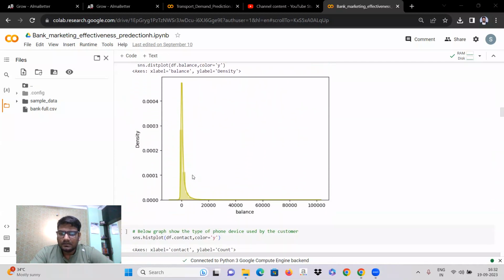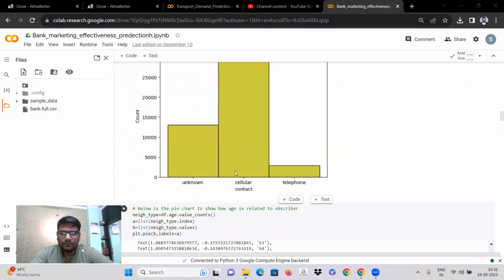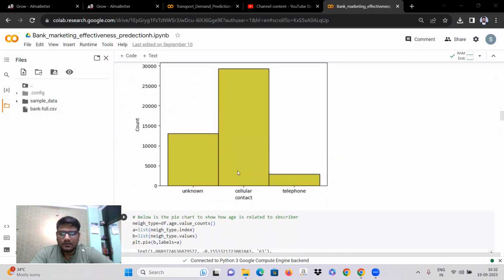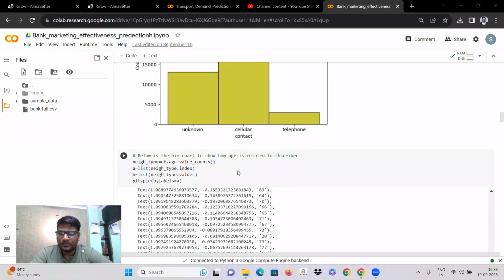The balance of the customers who subscribe to a term deposit is below 35,000 or 3,500. And regarding the type of phone that a customer owns, the people who own a cellular type subscribe to the term deposit the most.